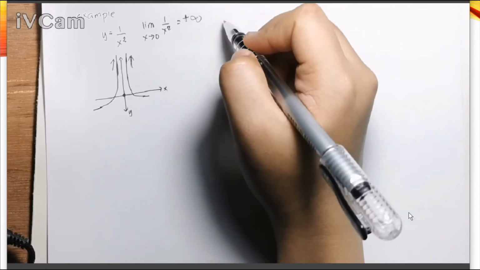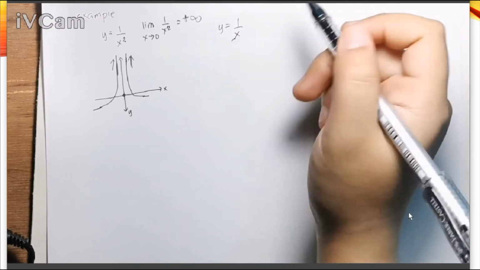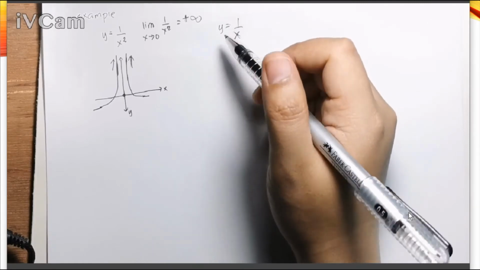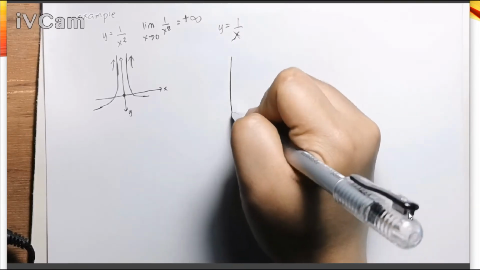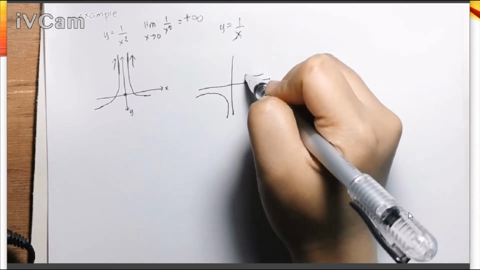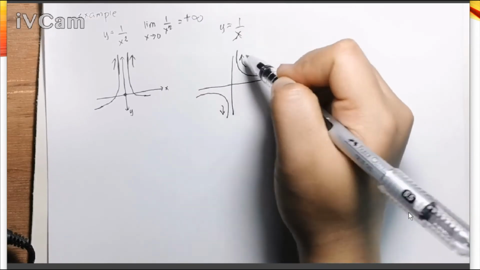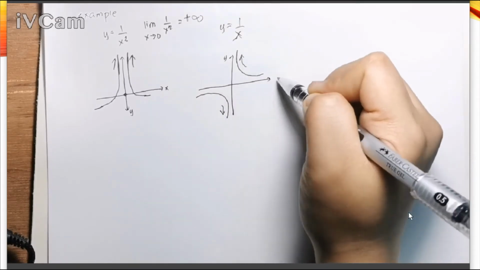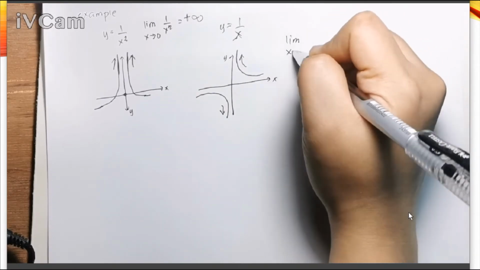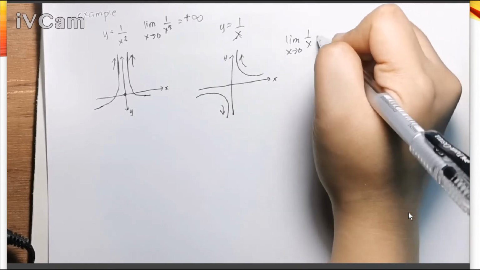Now, let's consider another example that looks like that. So an f of x that is equal to 1 over x. Now, if we graph this, it will look like that. Okay? So this is our y and this is our x. Now, what could be the limit of this function as x approaches 0?